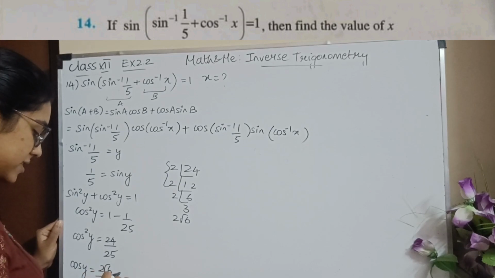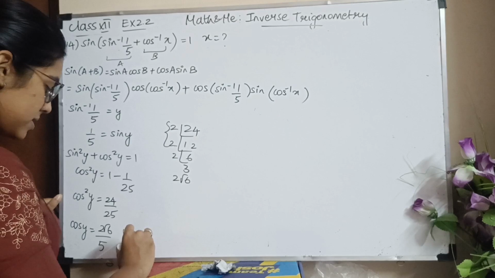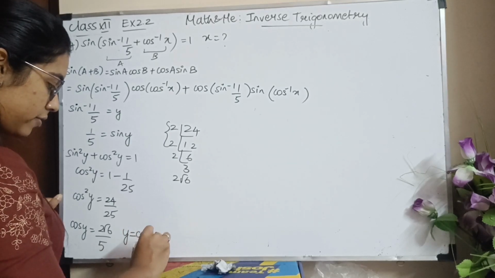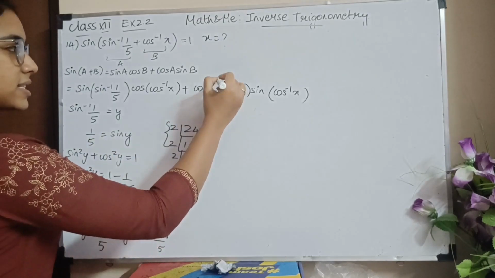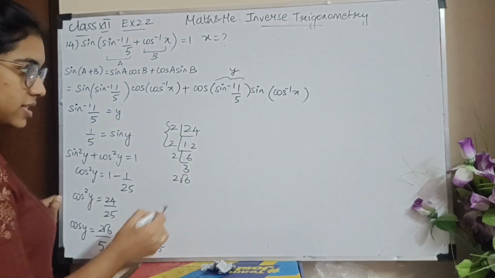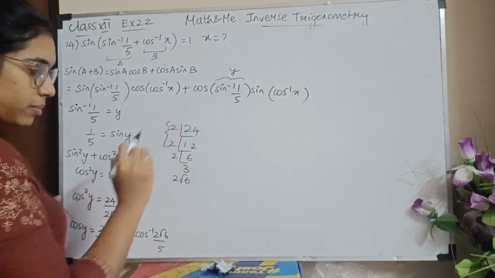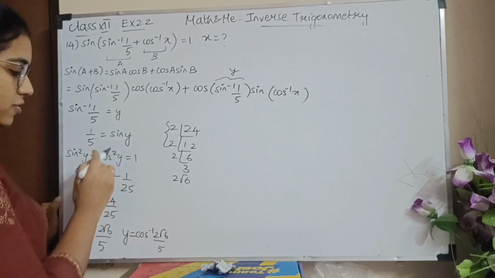So 2 root 6. From this, I can again take the inverse to the other side. So y equals cos inverse of 2 root 6 divided by 5. Y, I am calling it as y. I have changed sin in terms of cos. So sin inverse of 1 by 5 is nothing but cos inverse of 2 root 6 divided by 5. Correct? I just found out.